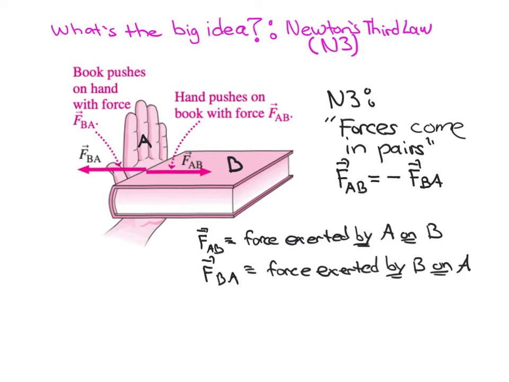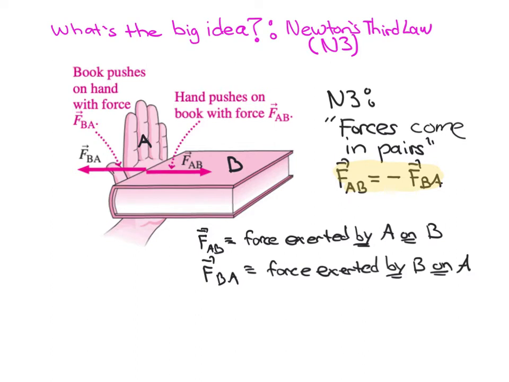So what the third law says is that if your hand is exerting a force on the book to the right, then the book must exert a force of equal magnitude and opposite direction on your hand. That's what this minus sign here means. If the two vectors are equal except for a minus sign, their magnitudes are equal, but their directions are opposite. So this equation is the succinct mathematical statement of the third law, and this statement that forces come in pairs is a shorthand way of saying this.